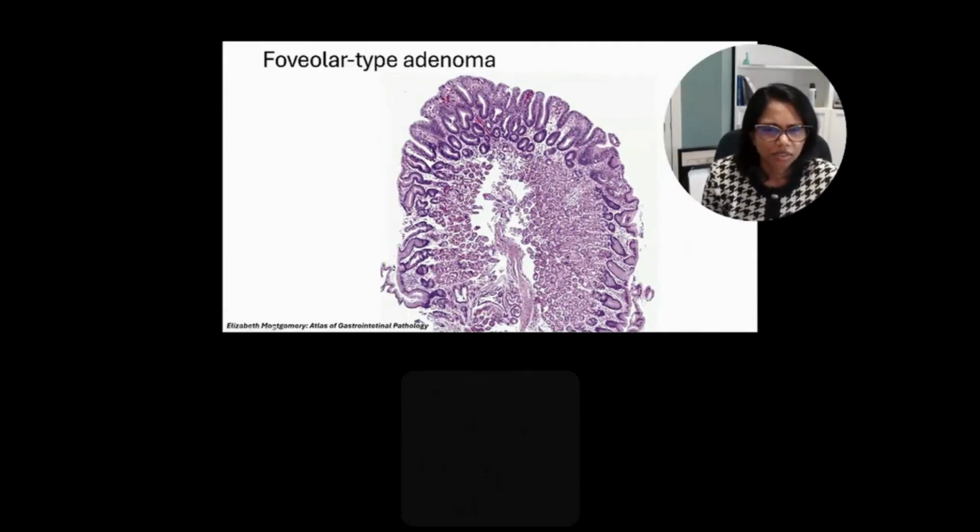The next two images are not fantastic, but do bear with me. This is your foveolar type adenoma. The surface epithelium is lined by foveolar epithelium. In comparison, in this lower power image you can see that the surface is more higgledy-piggledy, a little bit busier compared to the gastric foveolar epithelium on the sides of the polyp. And it's within oxyntic mucosa.